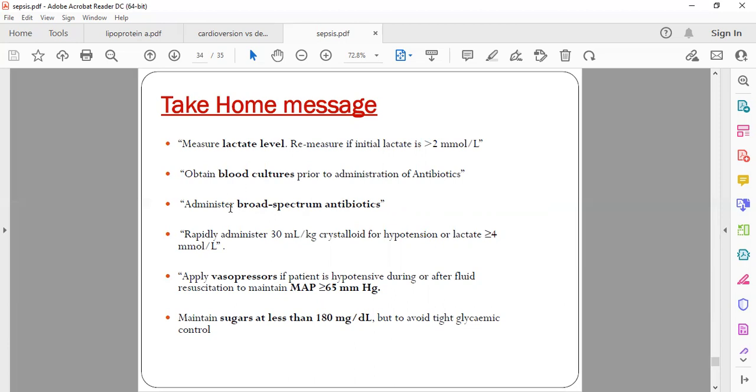And administer broad spectrum antibiotics initially. You should not start with the basic antibiotics. You should start with broad spectrum, and based on the response, you can then de-escalate, depending on the blood cultures report as well. And as soon as you see a patient with shock or hypotension, you should rapidly administer a 30 ml per kg bolus of crystalloid, and apply vasopressors. If the MAP is less than 65, you have to add vasopressors. The preferential one will be noradrenaline, and maintain sugars at less than 180 milligrams per deciliter.